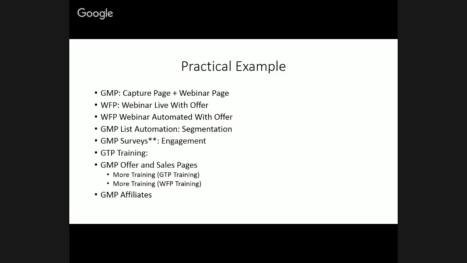Does GMP come with Webinar Fusion if you buy the reseller package? Unfortunately not, Tawn. We've talked about doing a bundle, but we haven't done a bundle yet.